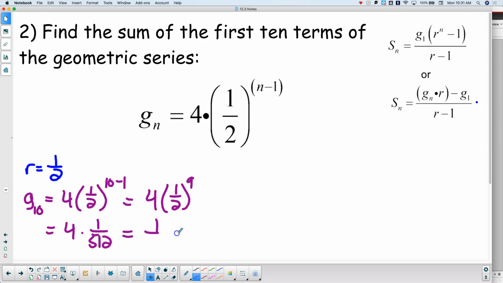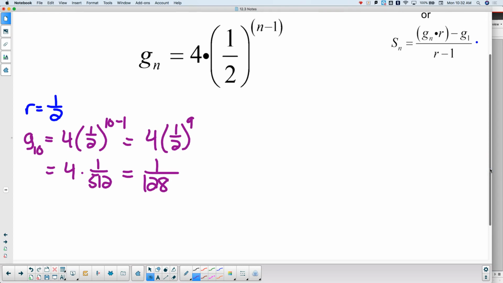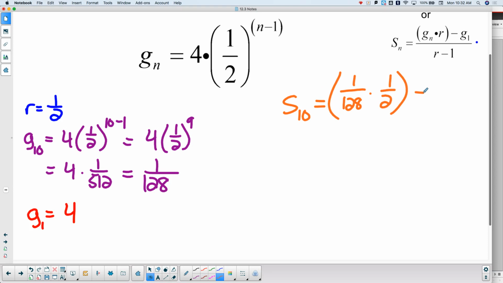So then that knocks it down to 1 over 128. Okay. Got my last term, got my R, need my first term. We said my first term was 4 because it's in the problem. Got everything else. All right, so the sum of the first 10 terms, G sub n, is 1 over 128 times R, which is 1/2, minus 4, all over 1/2 minus 1.